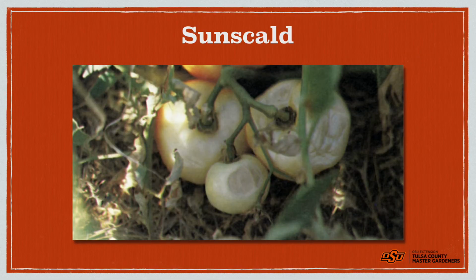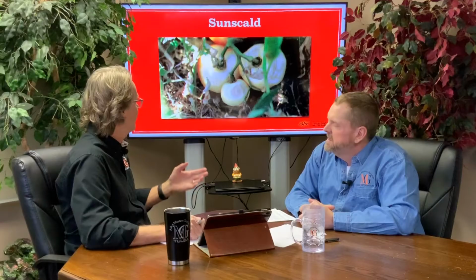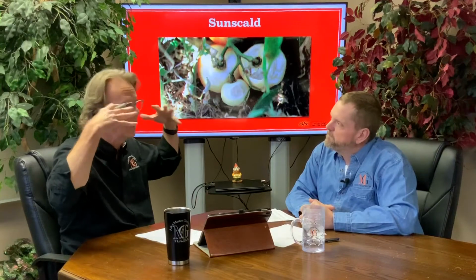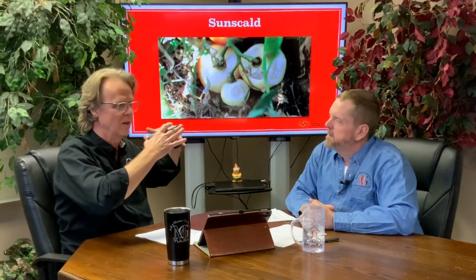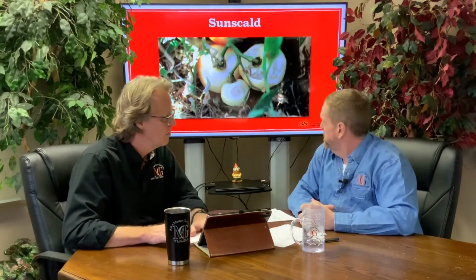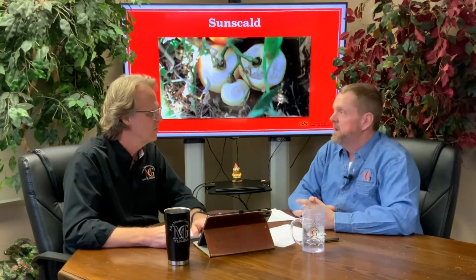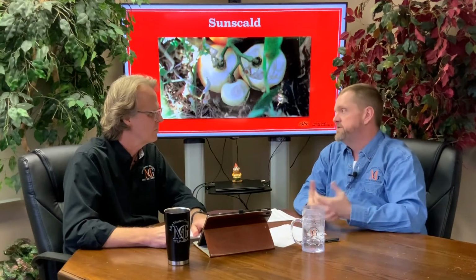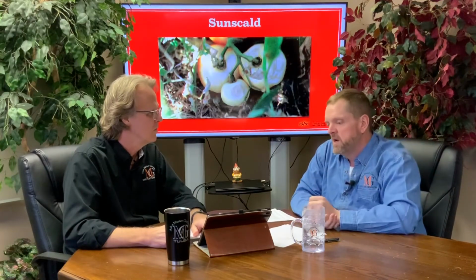Next up, we've got sunscald. Unless you can block out the sun, there's not a whole lot you can do. It's direct sunlight, right? Either your plant's not robust enough, or it's not getting a lot of cover from the leaves. That July, August sun is hitting them and melting, burning the top of that fruit. And it's usually going to be at the top, and you'll see this really quickly because it's exposed.